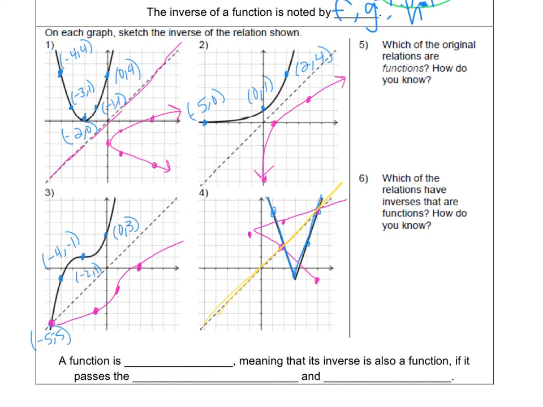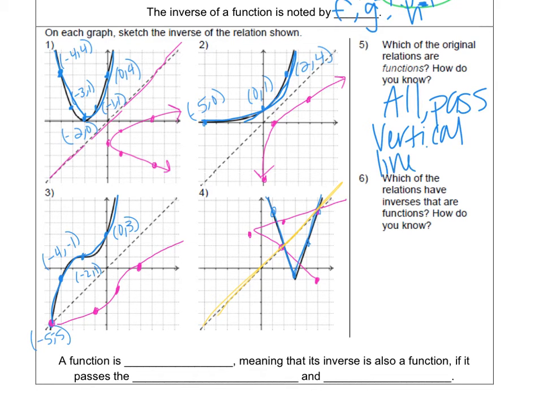Alright, so now that we've found the inverses of all of these graphs, let's talk about which of the original relations are functions. How do you know? So remember, an easy way to tell if something is a function is by doing the vertical line test. So out of the original functions, which are all in blue, they would all pass the vertical line test. None of the x's repeat, so it would be a function.